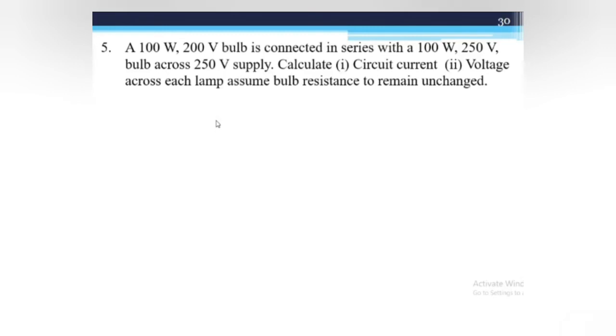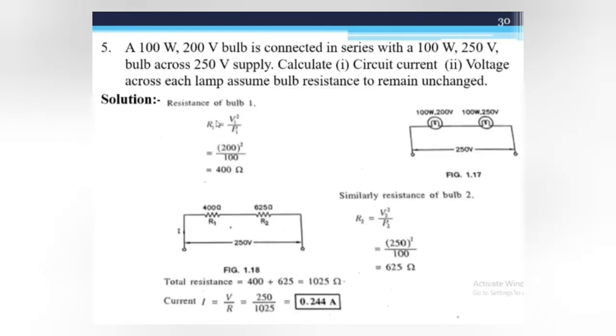Next example. A 100 watt, 200 volt bulb is connected in series with a 100 watt, 250 volt bulb across a 250 volt supply. Calculate the circuit current and the voltage across each lamp, assuming the bulb resistance remains unchanged. So here the two bulbs are connected in series, in this way: 100 watt, 200 volt and 100 watt, 250 volt.